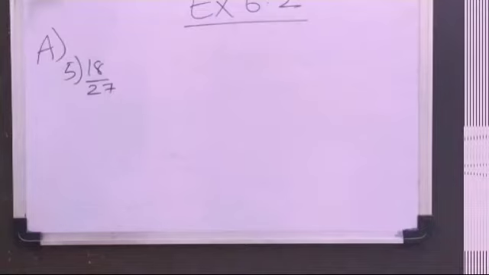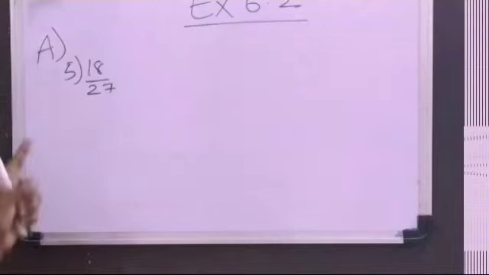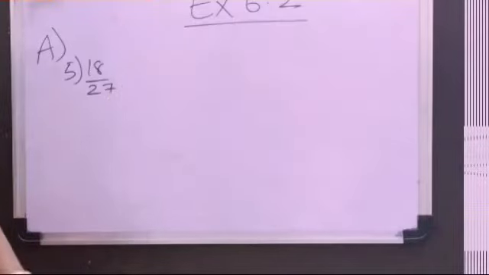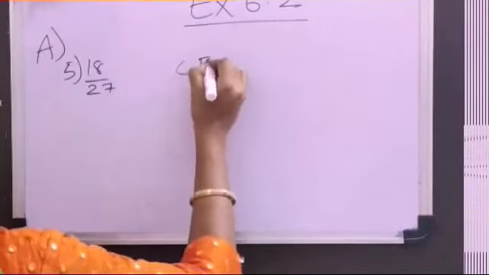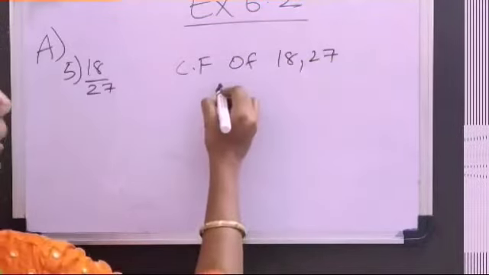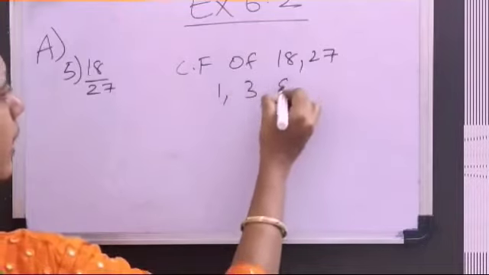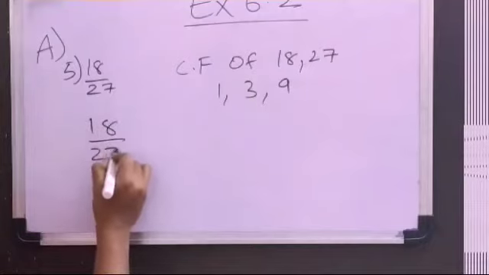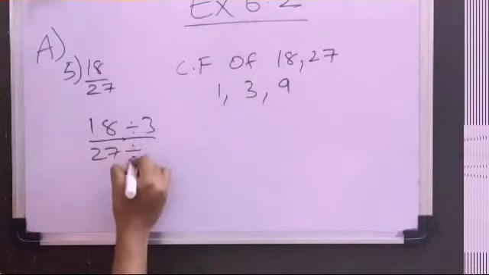In A bit, they are asking to reduce to the lowest terms by dividing numerator and denominator by their common factors. So the first method. Okay, in that I am doing the fifth one first. Here we have to find the common factors of 18 and 27. So what are the common factors of 18 and 27? 1, 3 and 9. Okay, I will take the fraction and divide with 3.